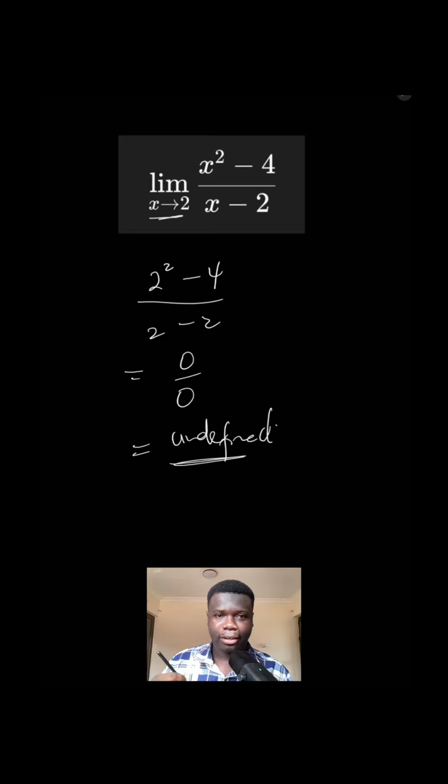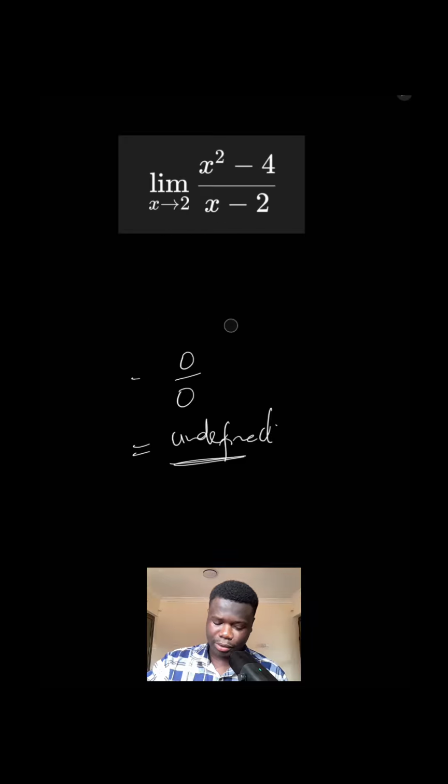And 0 over 0 is undefined. So they will say the question is wrong, or that the limit does not exist, which is not true. Remember, when you are finding limits as x approaches something, we don't necessarily want the value of the function at x equal to 2. What we want to know is what the function is approaching as x approaches 2.